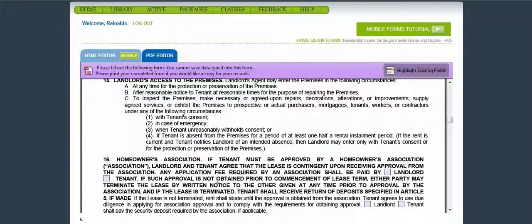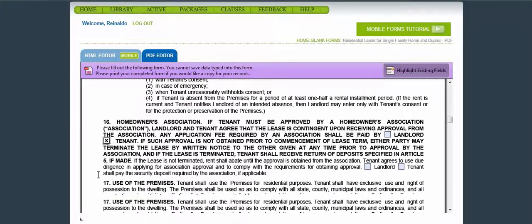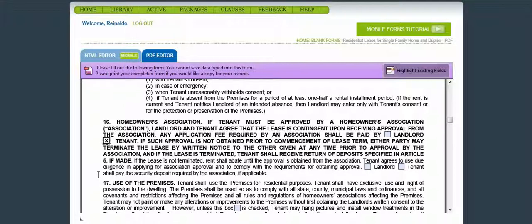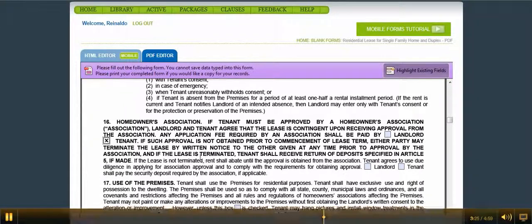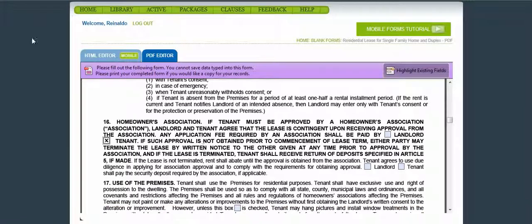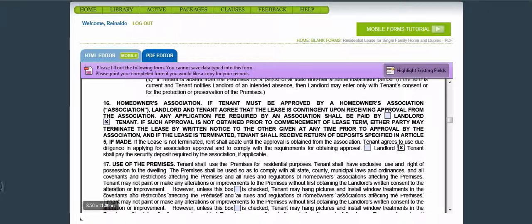If there's an association, who's going to pay the approval process? The landlord or the tenant? Now, if the tenant is paying for it or the landlord is paying it, if he does not get approved by the association, then this lease will be terminated. You see that highlighted. Your tenant shall do due diligence in trying to get an approval, and either the landlord or the tenant shall pay the security deposit required by the association.